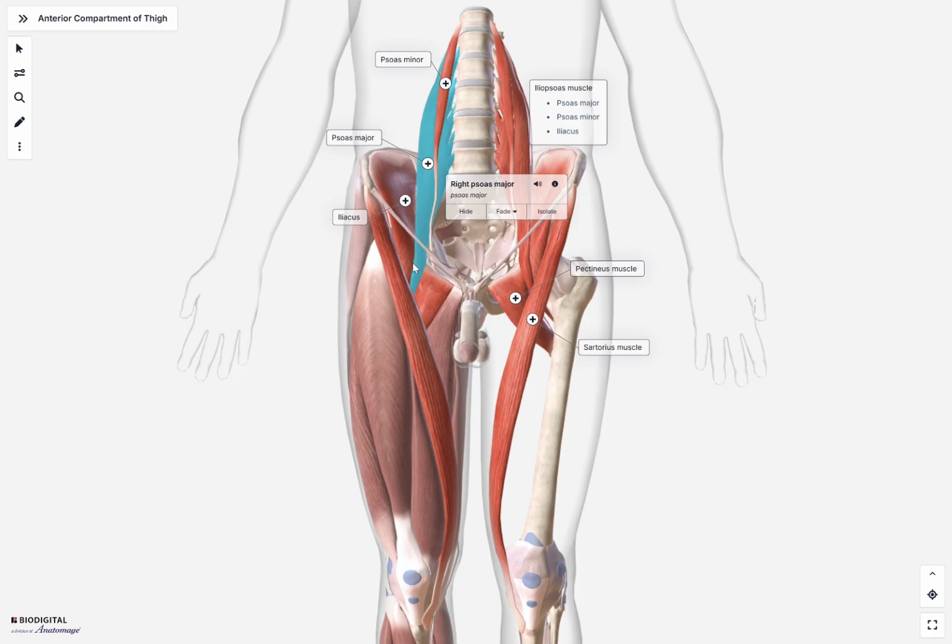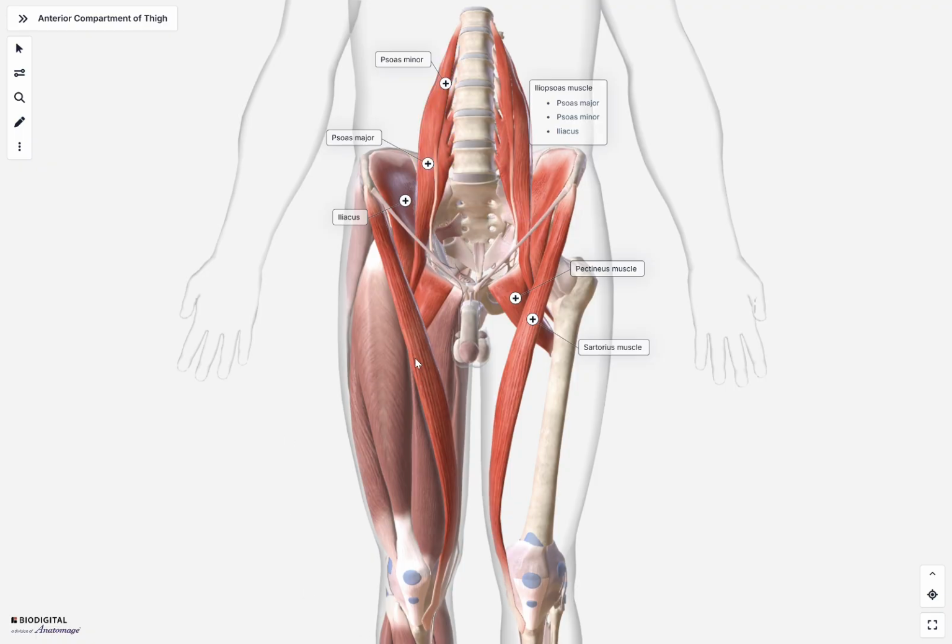Just like the iliacus, it flexes the hip because it crosses anterior to the hip joint. It crosses one joint, the hip, and it crosses on the anterior side as well. The psoas major is innervated by the ventral rami of L1 through L3. This makes it an exception in this region because it is not innervated by the femoral nerve that all of the other muscles are.